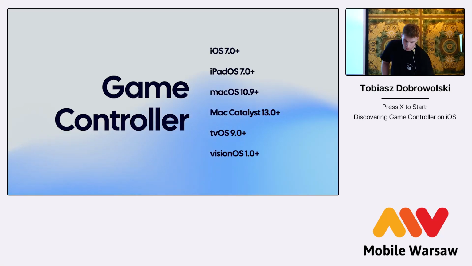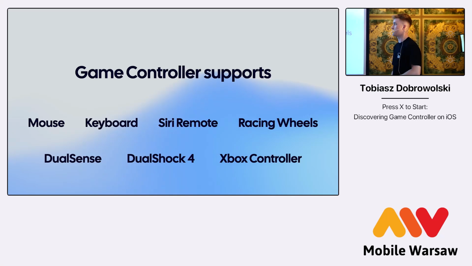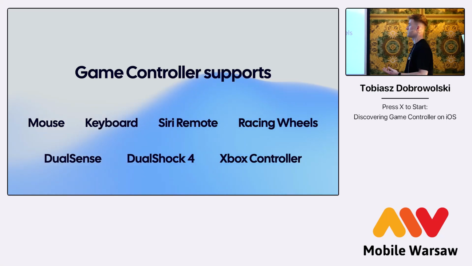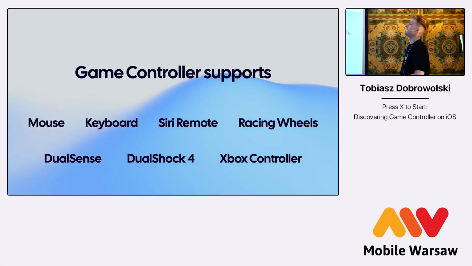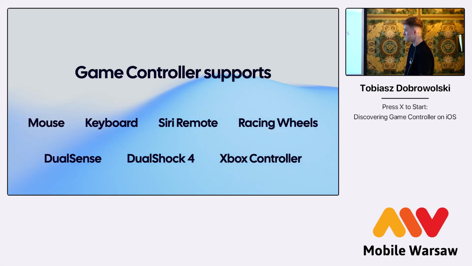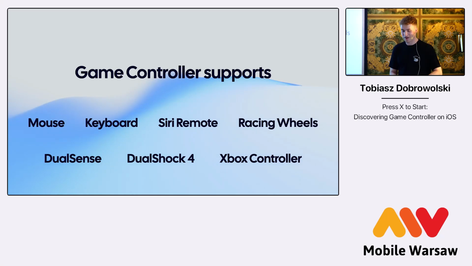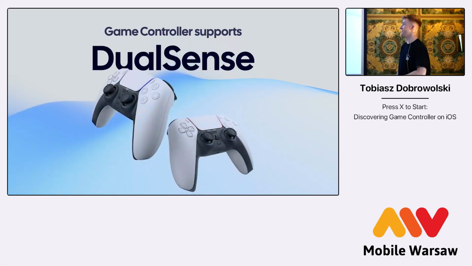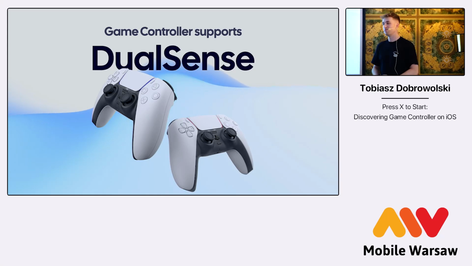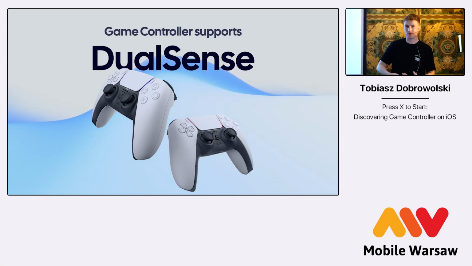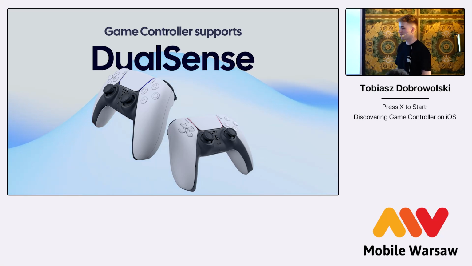Okay, so let's look at what is supported. The game controller framework supports mouse, keyboard, Siri remote, racing wheels, DualSense, DualShock 4, and the Xbox controller. Today I will focus only on one, I think the best controller, which is a bit controversial: the DualSense controller, which is the primary controller for the PlayStation 5. I said it's the best one, but it's the best one to show you the features because of the adaptive triggers, for example. I will talk about adaptive triggers later.